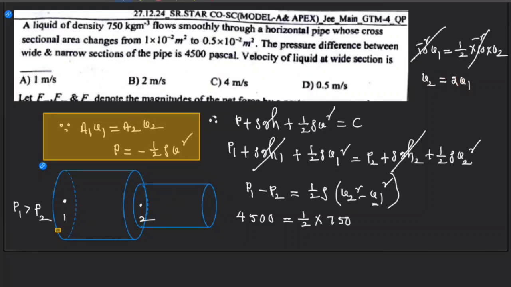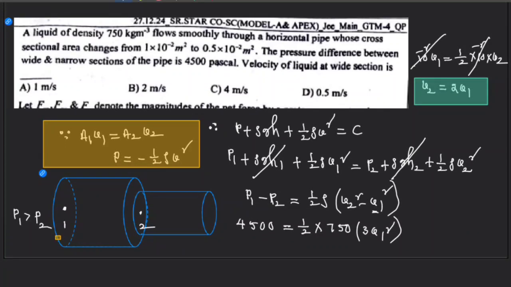This is important: this is from the continuity equation. So substitute that V2 value here. This will be 2V1, that is 4V1 square, minus V1 square, which is 3V1 square. So do the remaining calculation to get the answer. So that is the Bernoulli's equation.